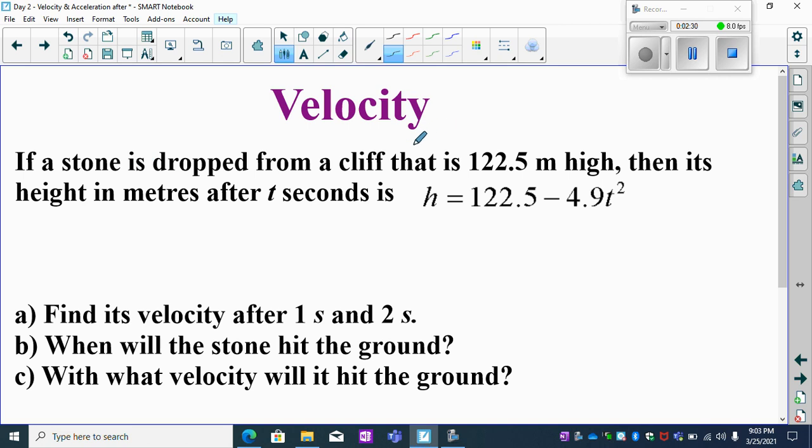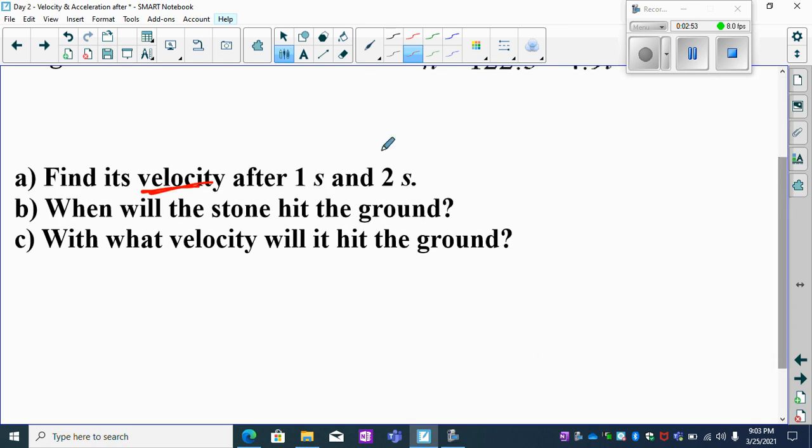So if a stone is dropped from a cliff that is 122.5 meters high, and its height in meters after t seconds is given by the following function. H equals 122.5 minus 4.9 t squared. Find its velocity. Well, remember the velocity is the first derivative. Okay? So here we have it.